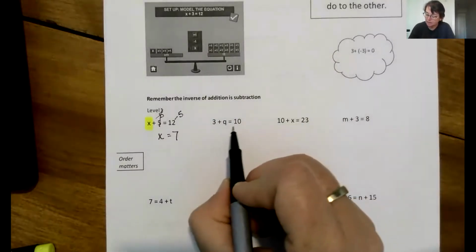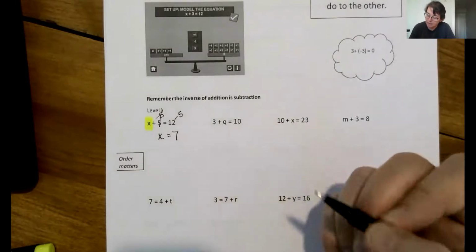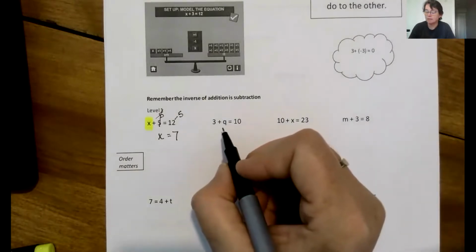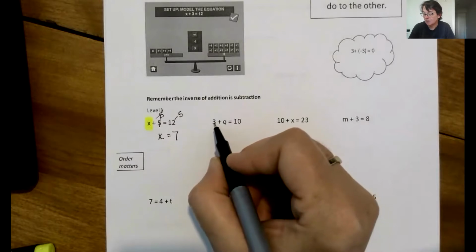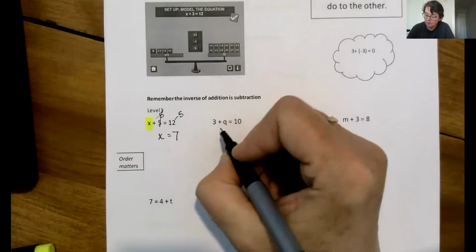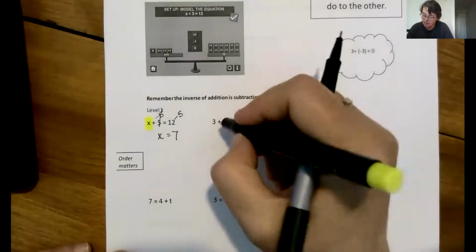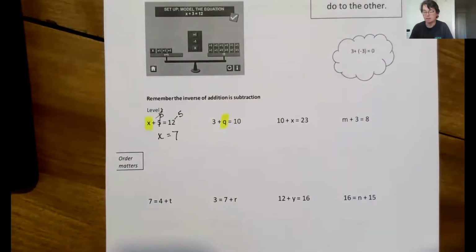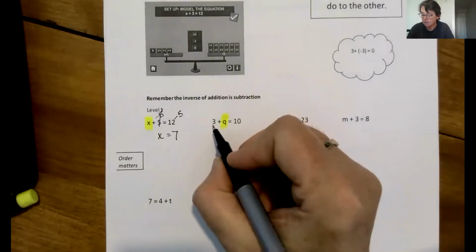So if we look at the next one, okay. Now, this one's written backwards, kind of. It's got 3 plus q equals 10, but that's okay. What we're worried about, I'm going to highlight it again, is that q. That's what I want to get all by itself. I need to get rid of the 3.